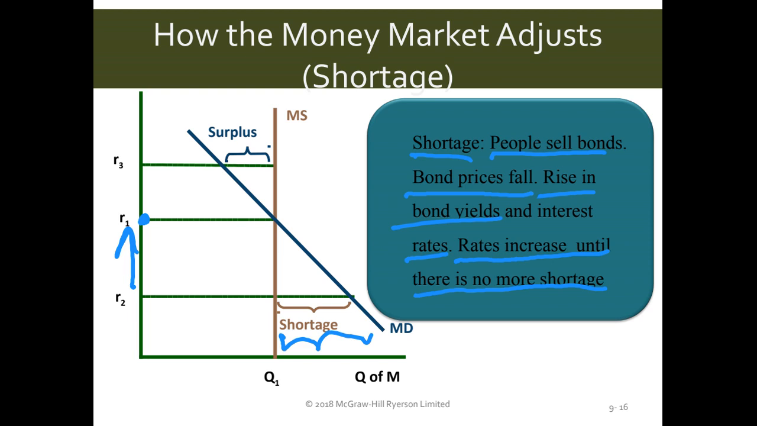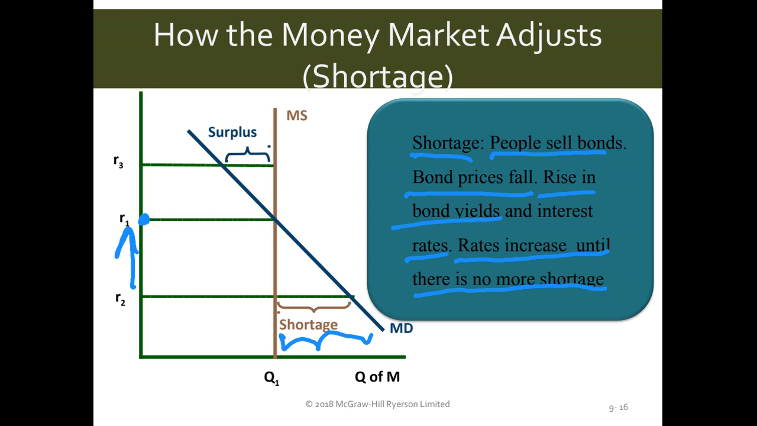Similarly, if there's a shortage, so this is basically the adjustment process. If there's a shortage, people will sell their bonds, and bond prices fall. When bond prices fall, interest rate or rate of return or bond yields will increase, and will increase from R2, and the process will continue until interest rate reaches exactly R1. Now, so this is the money market.